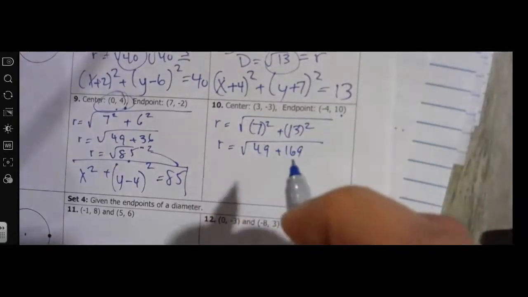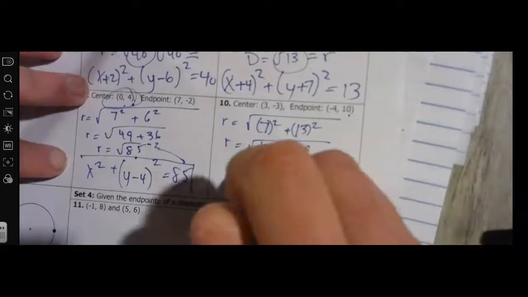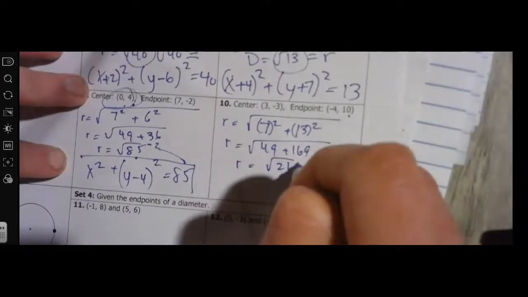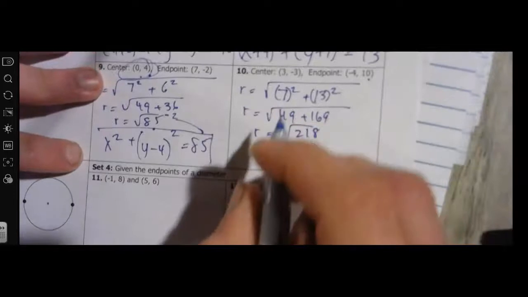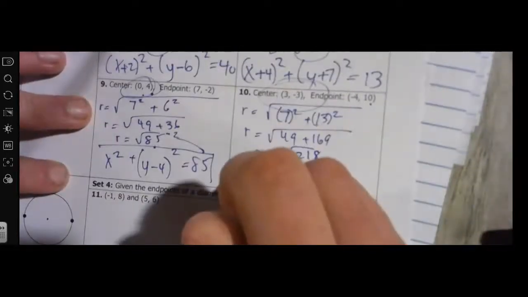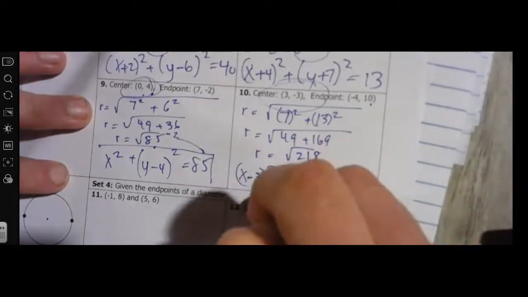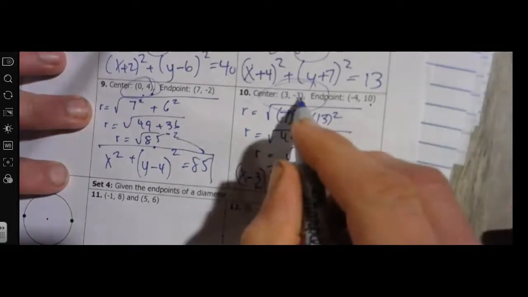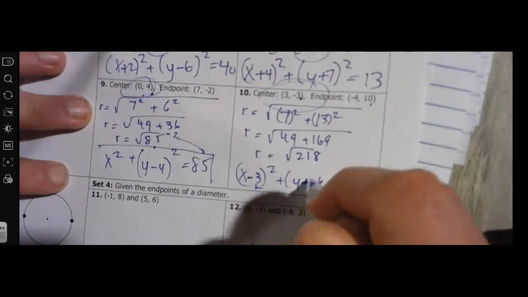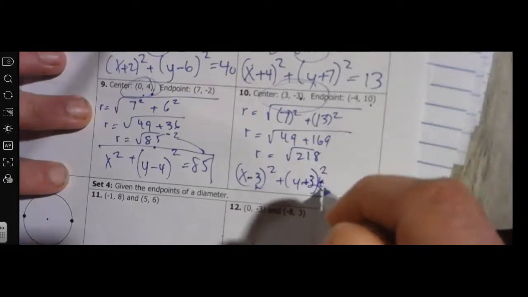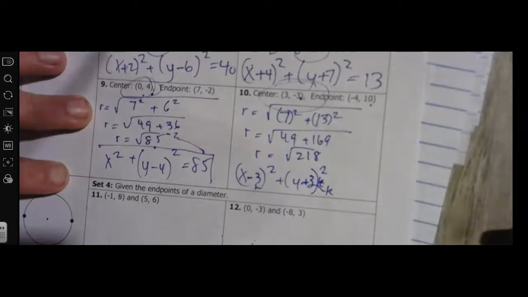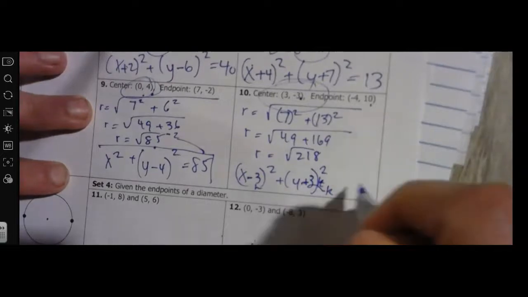So the radius is equal to the square root of 49 plus 169. We add those together and we get 218. So the radius is equal to the square root of 218. Now we can go ahead, remember to use the right one. The center is 3, -3. So it's going to be x minus 3 squared, because it's x minus h squared, that's h there, plus y minus k squared, and k is -3, so y minus -3 is y plus 3 squared, that's k right there, and that equals 218.